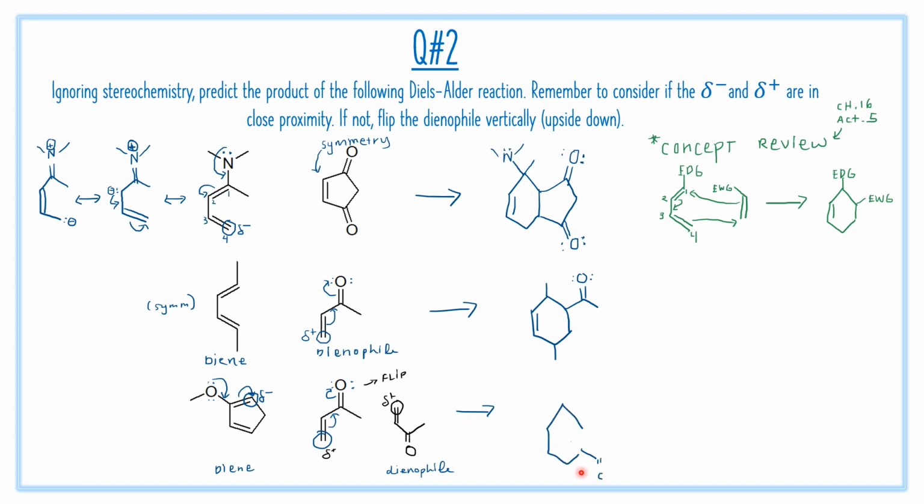And so our product is going to look like this. Notice now the oxygen from the dienophile is going to be over here because you flipped the molecule. That's very important, that once you flip the molecule, it's going to look different from when you don't flip it. And the one that's flipped is the correct product.